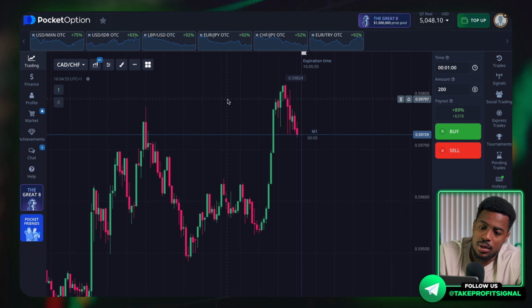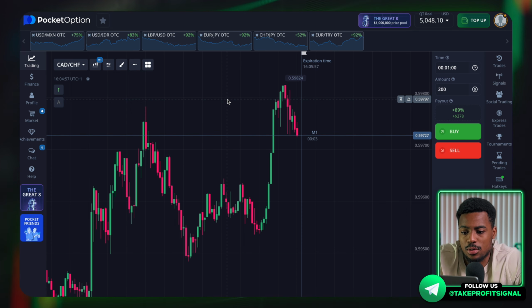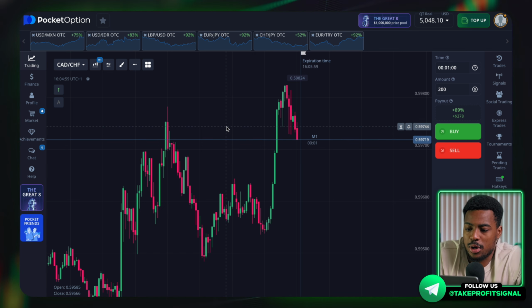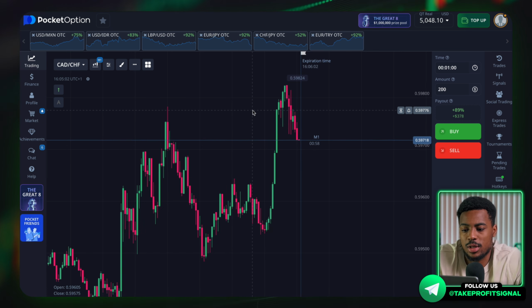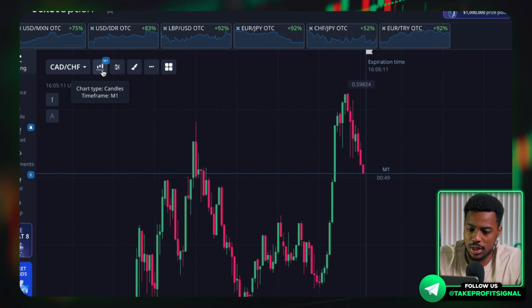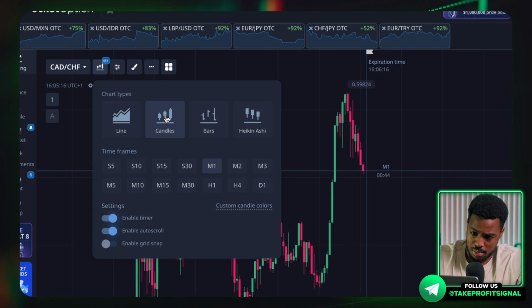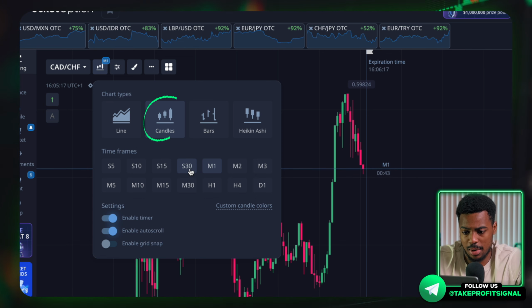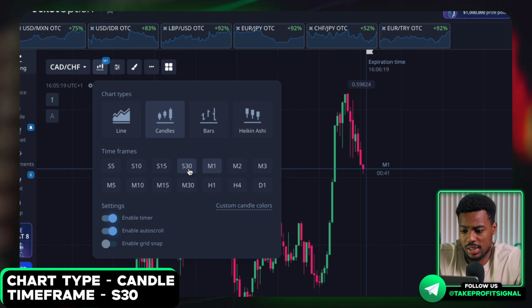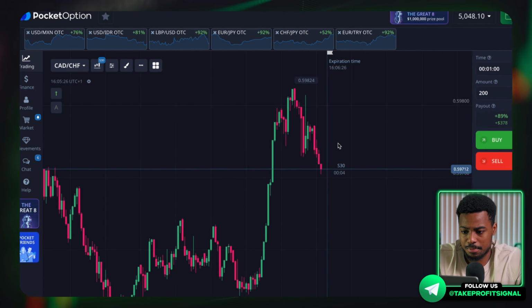Let's get started. And now look very carefully, because first we need to prepare the chart in our platform for trading the strategy. If you do not do this, there is a high probability that you will only lose your money. The first thing we need to do is to go to this section. Be sure to enable the candlestick type of chart and put the time frame as 30.